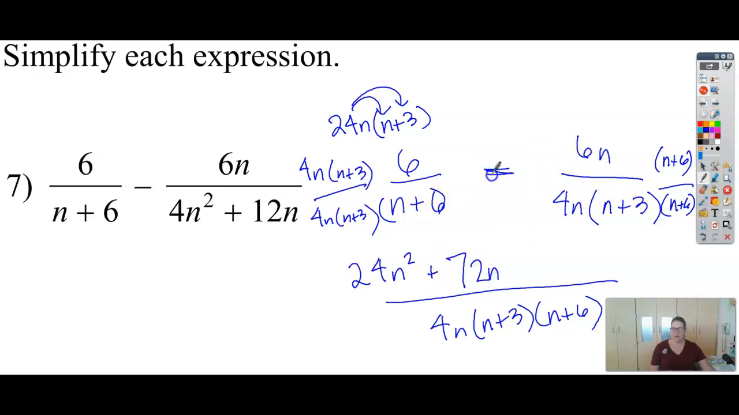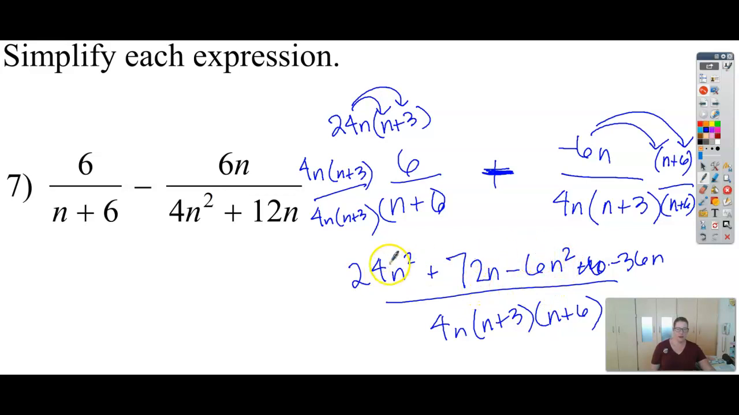And then over here, remember, there's a negative here, so that means when I distribute this 6n into these parentheses, I need to make it a negative 6n. So be really careful if there's a minus between. Negative 6n times n is negative 6n squared, and negative 6n times 6 is negative 36n. So now we can look for like terms and combine them.